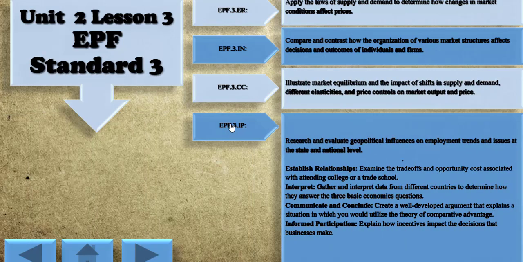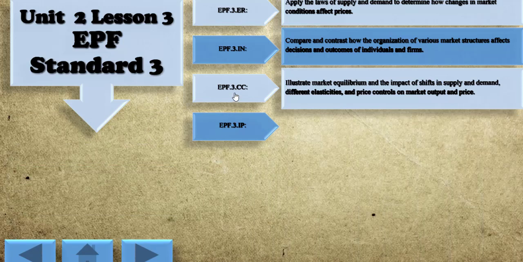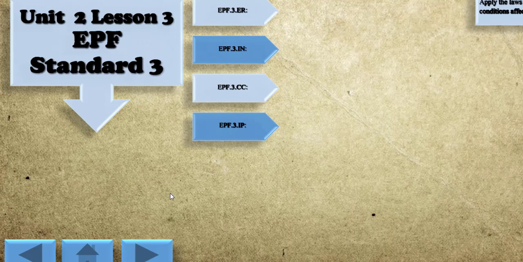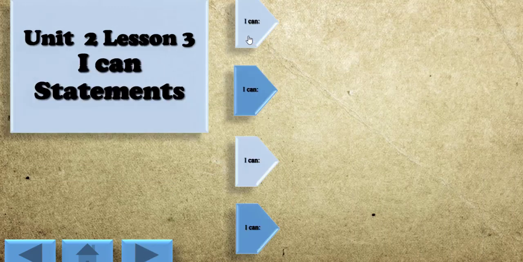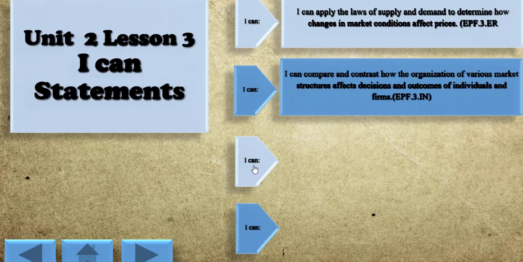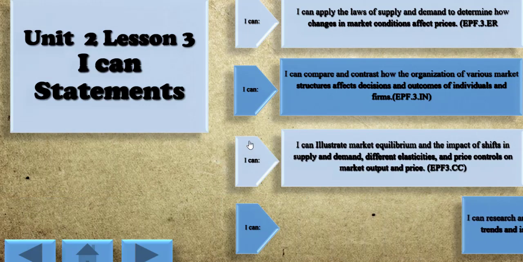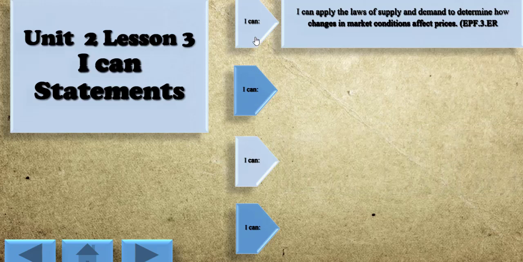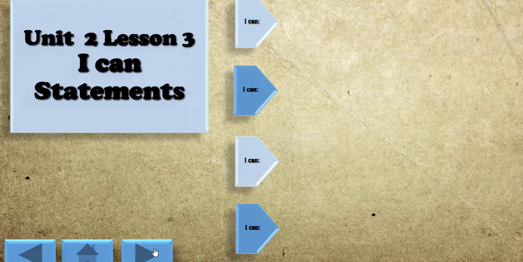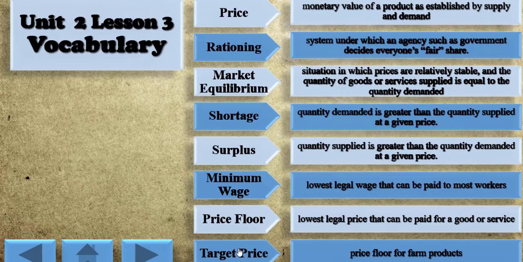Sorry about the resolution going here. So here's the I can statements. Those were the ones that were specifically mentioned. And each unit or each item can be pulled up one at a time or as a group. Same thing, I did the same thing with the vocabulary.